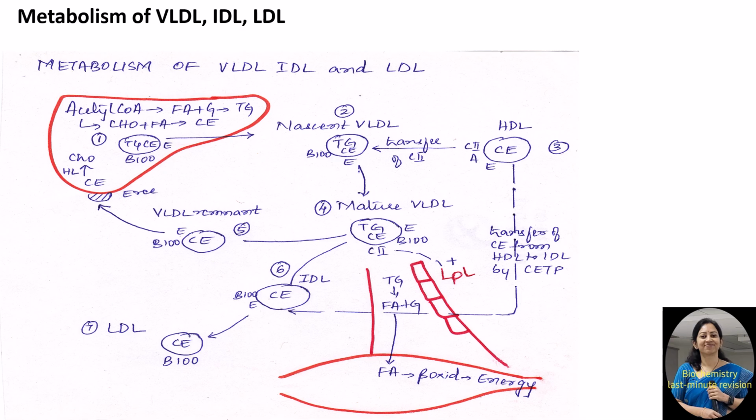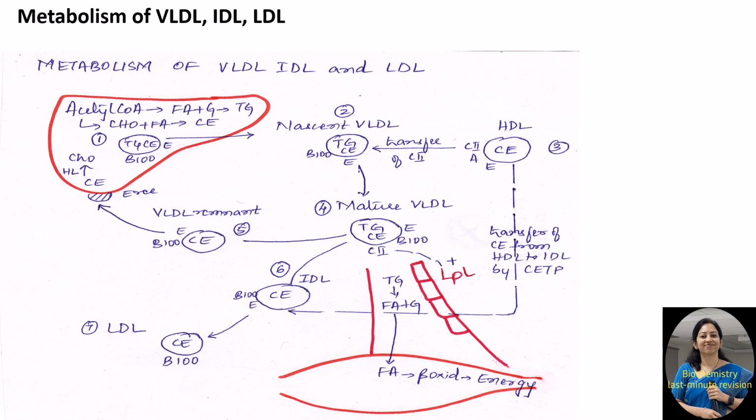Now the acetyl-CoA is the starting material for de novo synthesis of fatty acids and de novo synthesis of cholesterol. Now these fatty acids combine with glycerol to form endogenous triglycerides, and cholesterol esterified with fatty acids forms cholesterol esters. They are packed into very low density lipoproteins with ApoB100 and E on its surface. Now this becomes a nascent VLDL. Now this receives apolipoprotein C2 and E from HDL2, so it gets converted to mature VLDL.